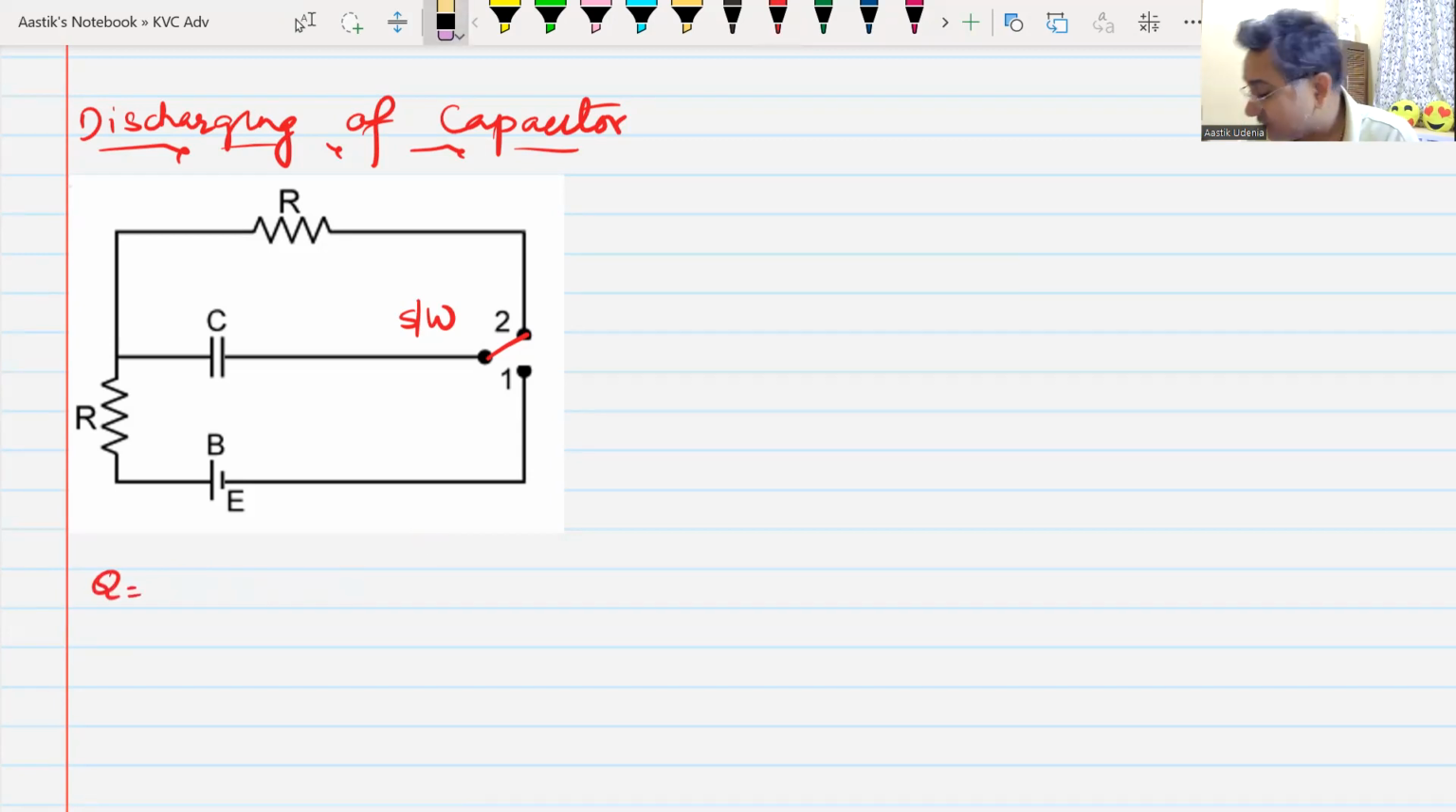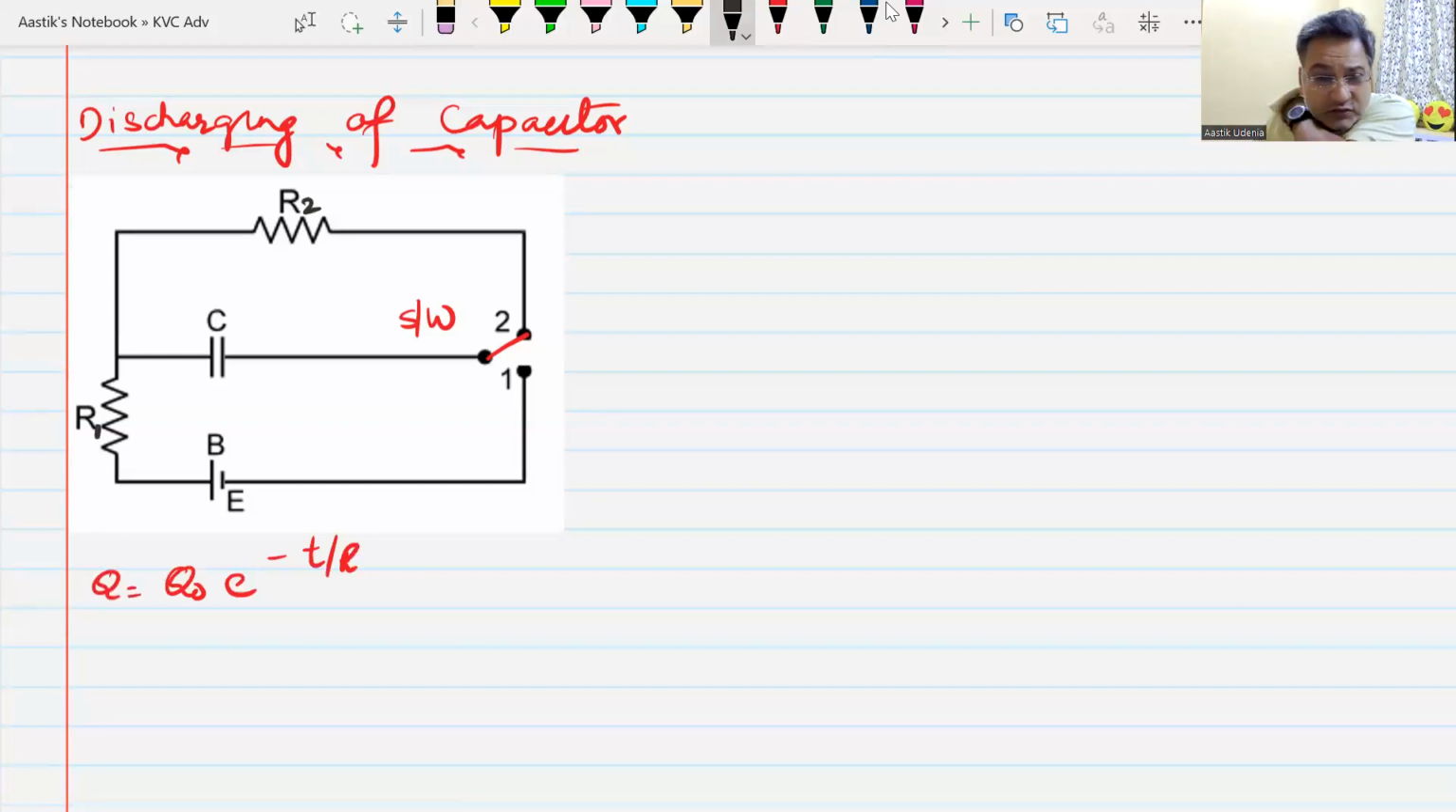This was the charging thing. Now for discharging, the equation looks like this: Q0 into e raised to the power minus t by RC. Let me call this one R1 and let me call this 2 as R2 so that you understand the difference. Now here, when the capacitor is getting discharged, it will become R2 into C.